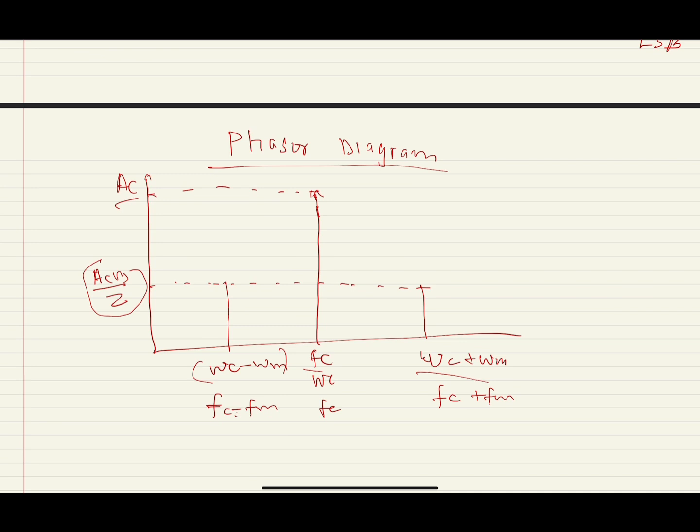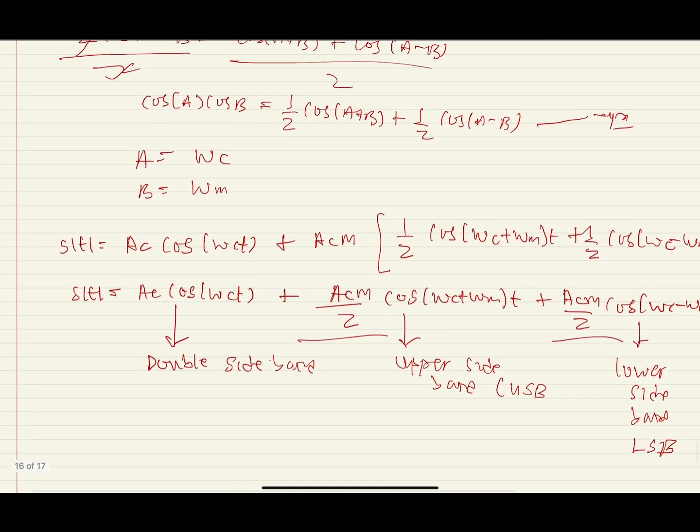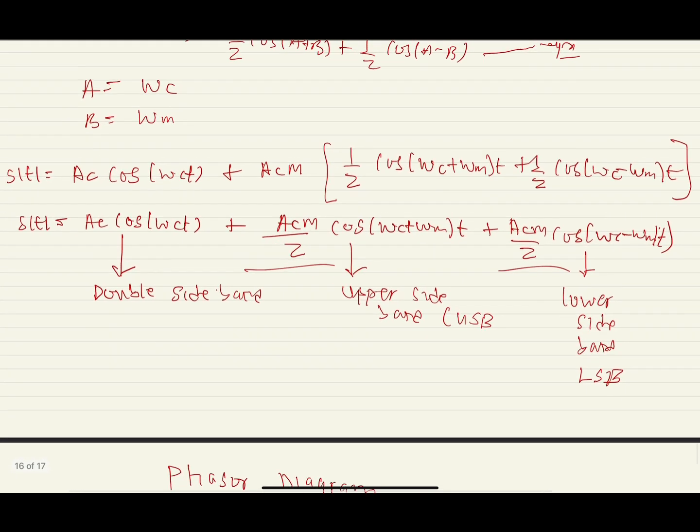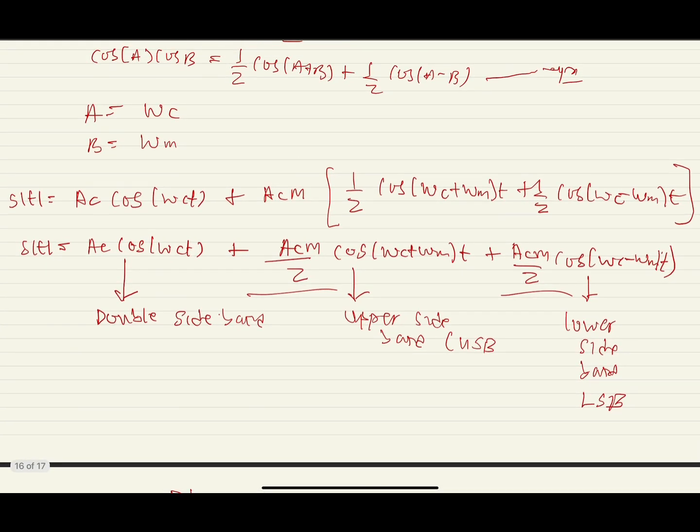Now that we understand how to come up with the various components of the AM modulated wave, I would like to stop this tutorial here. In my next tutorial, we are going to analyze how to come up with the various equations concerning power requirements, the bandwidth, and other important parameters that we will need for our future calculations.